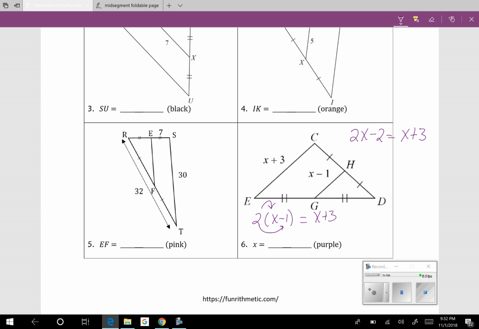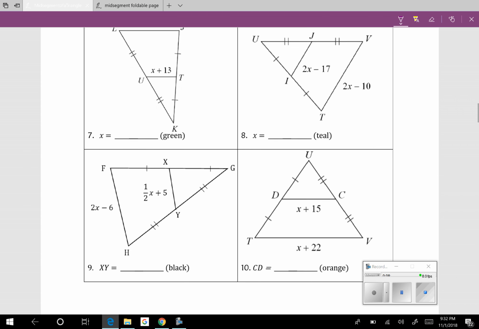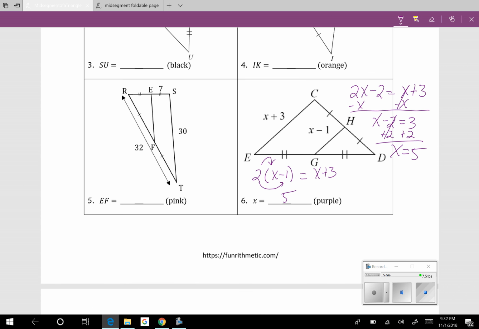All right, and then we'll solve here. Minus x, minus x. x minus 2 equals 3. Add 2 to both sides. x equals 5. And so that's it. All the rest of these are no more complicated of a concept, just maybe a little bit different algebra.